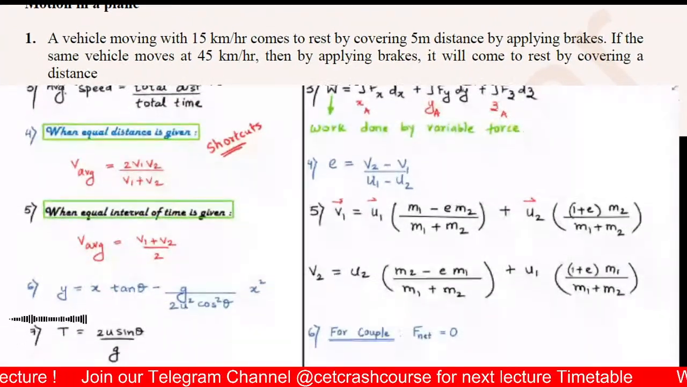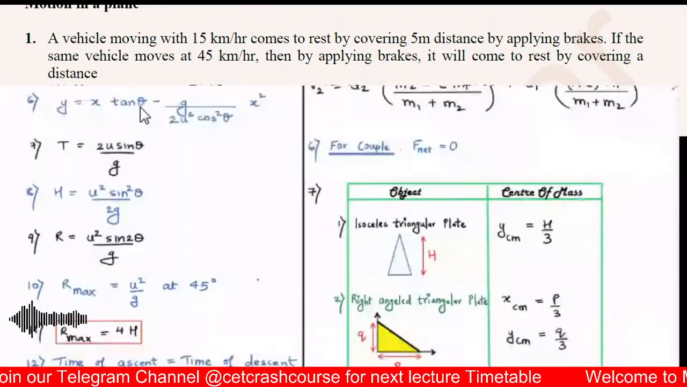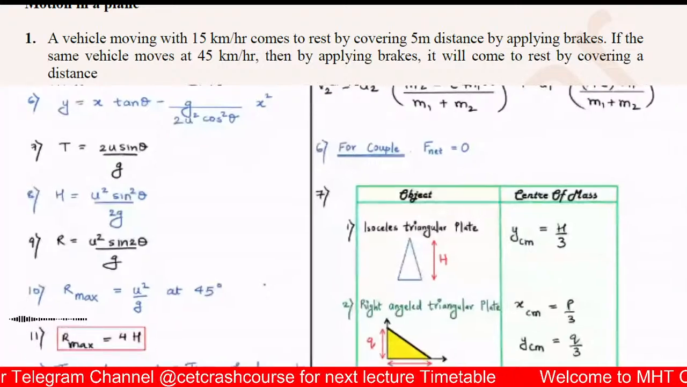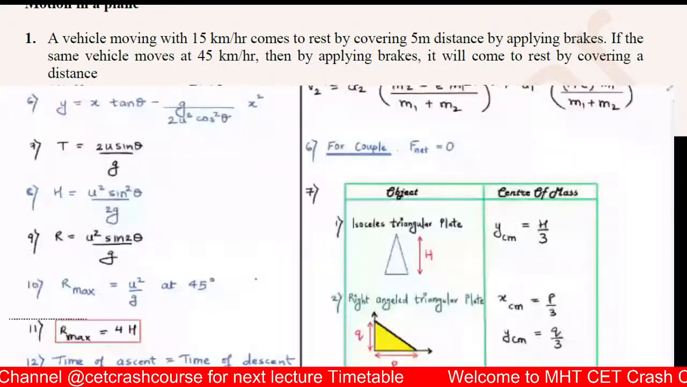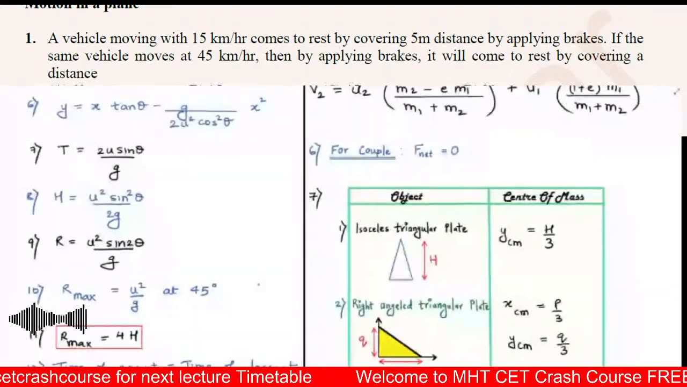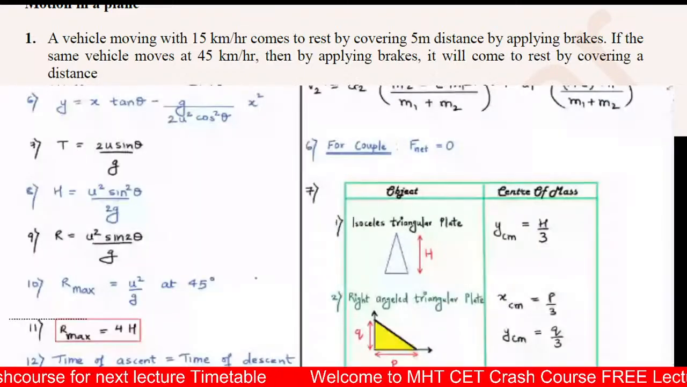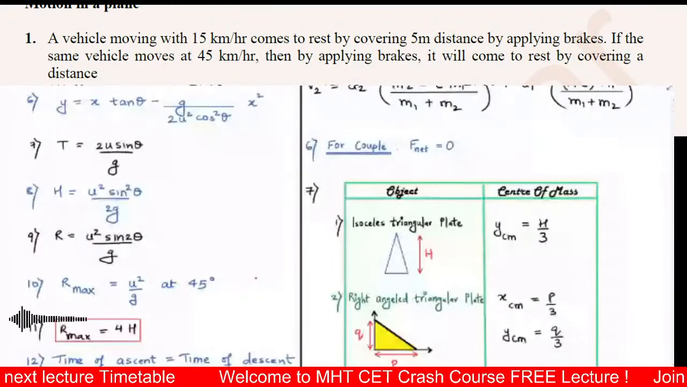Next is for projectile motion. The sixth formula is for the equation of the path of a projectile: y is equal to x times tan theta minus g upon 2 u square cos square theta, the whole into x square. The seventh formula is for time of flight. The eighth one is for maximum height and the ninth one is for range.